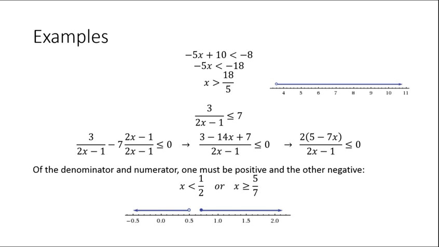As before, we can graph that on the number line. Notice that x is greater than or equal to 5/7. The x is less than 1/2 because we can't divide by 0, so we need to exclude the x equals 1/2 solution from the solution because it's not a valid value.